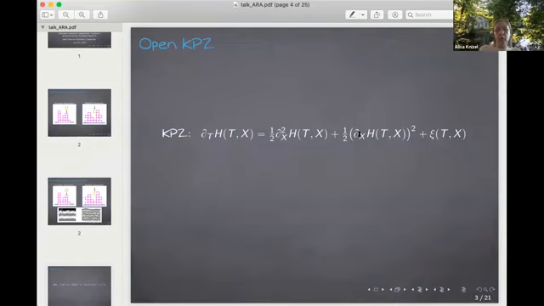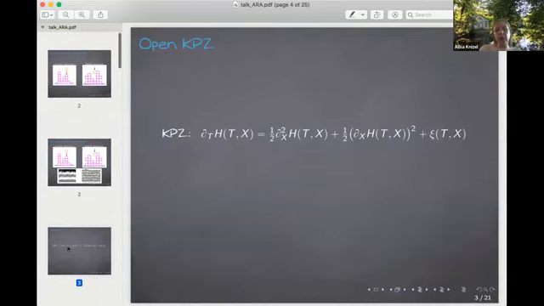So the KPZ equation can be analyzed for many different initial conditions. So the KPZ equation on the whole line, or for example with periodic boundary conditions. The initial condition that we'll be interested in is the so-called open KPZ, when we'll be restricting our attention to a certain interval of space.